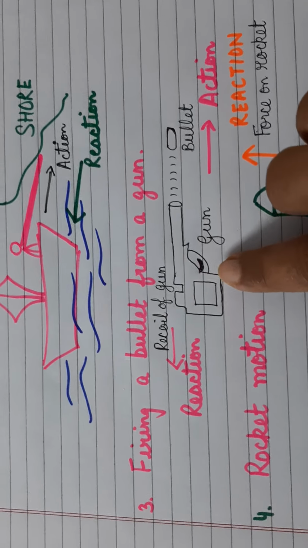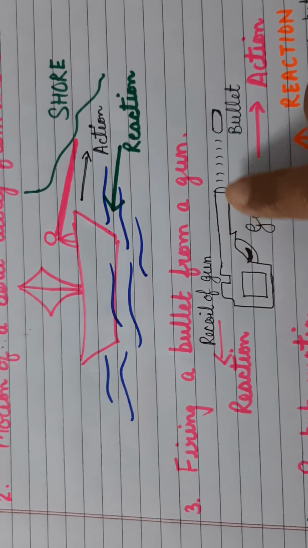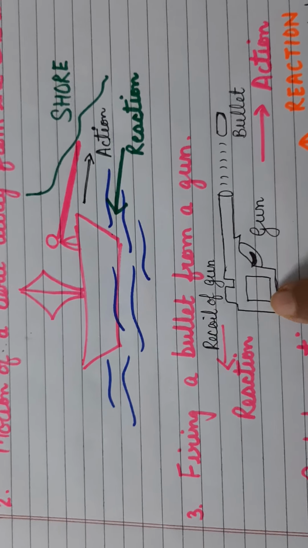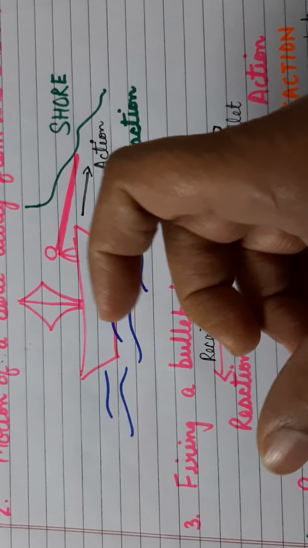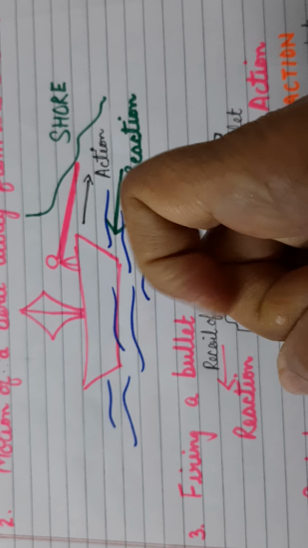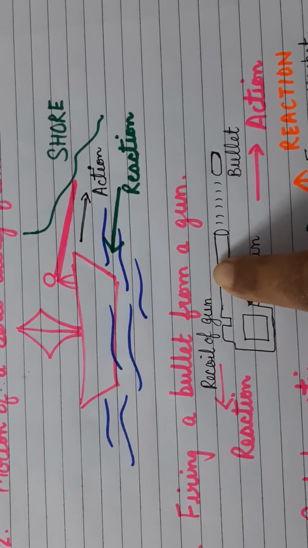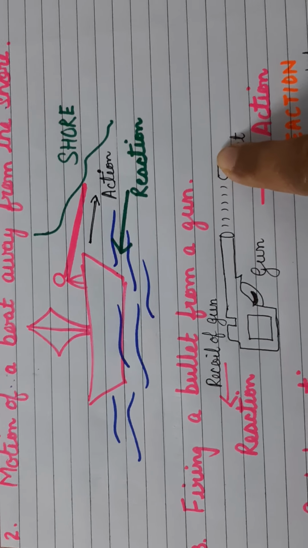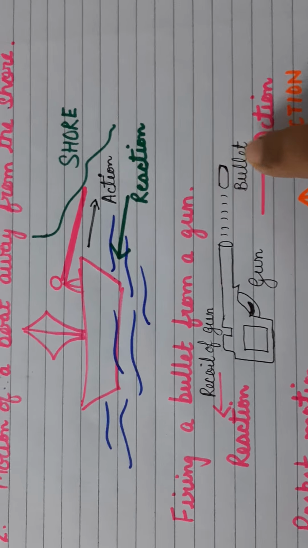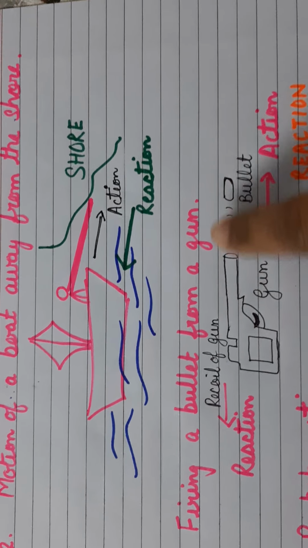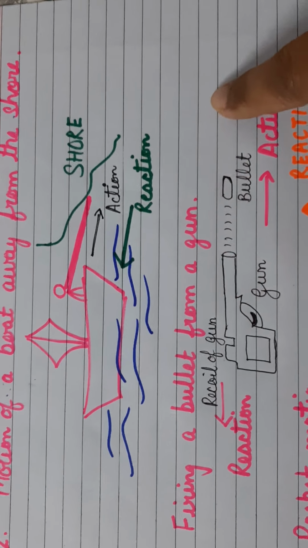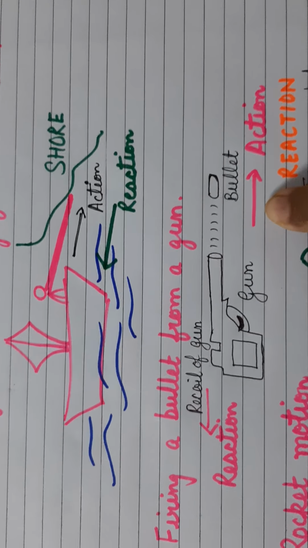Now let's look at the third example. This is a bullet fired from a gun. Now I have drawn a pistol. Now when you press the trigger of this particular gun, you will see that the bullet comes out with a force, okay, and with a velocity. That is the action force in which the bullet is moving in the forward direction. You can see with the arrow I have shown you.